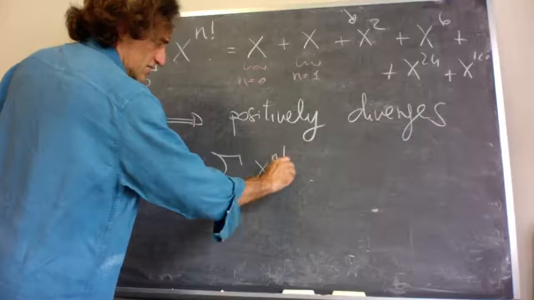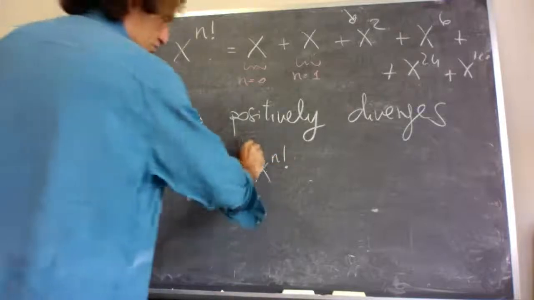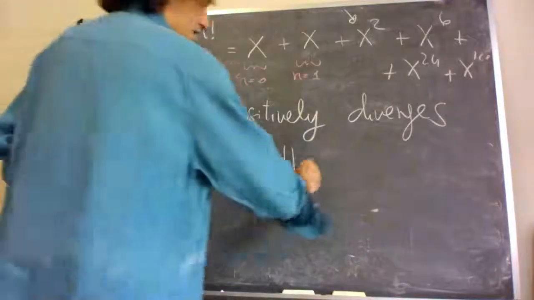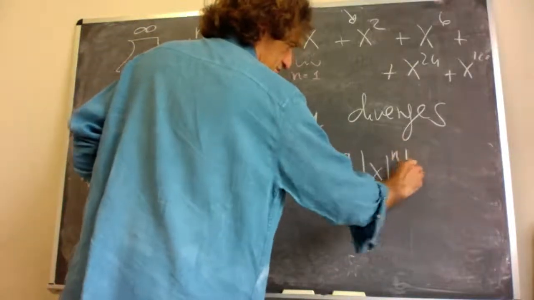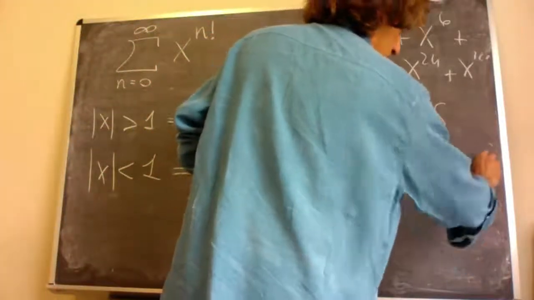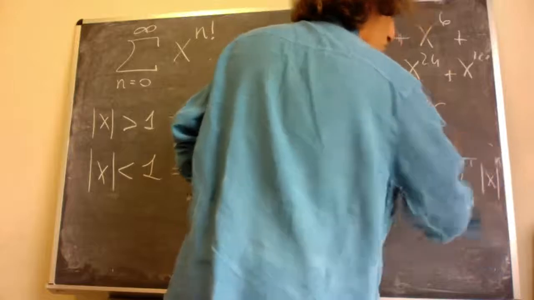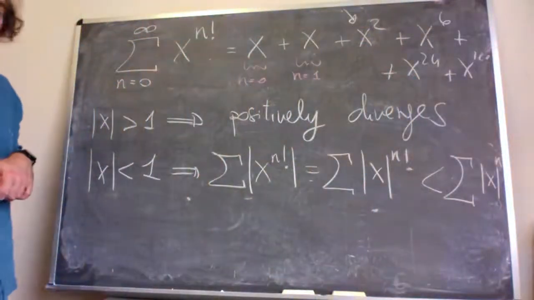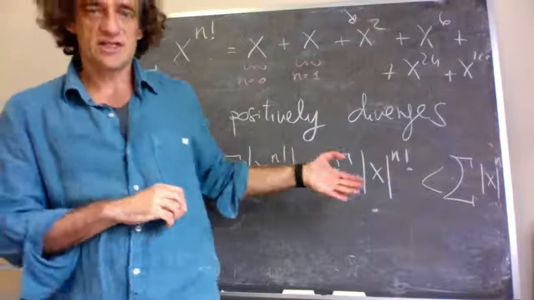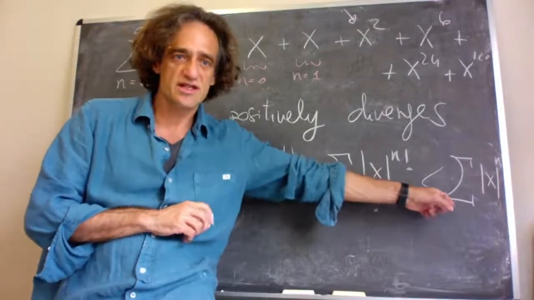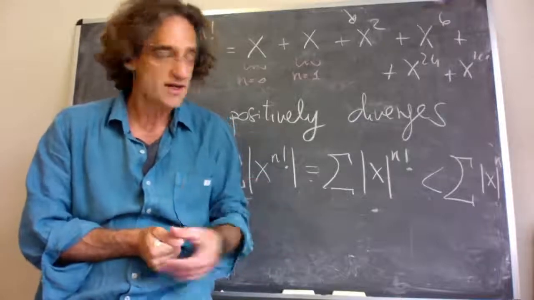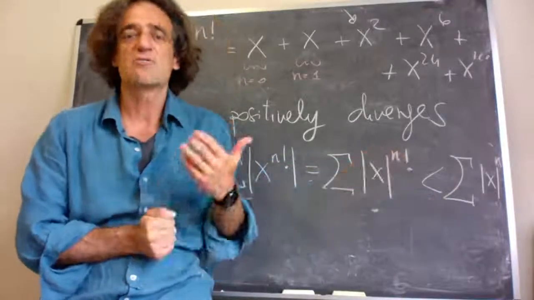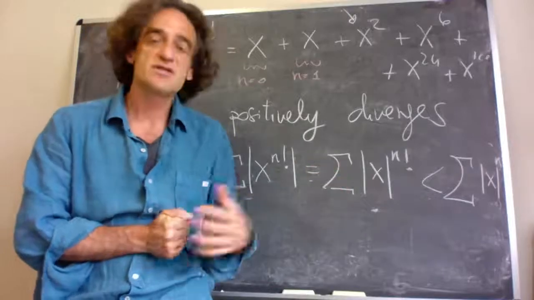the sum of x to the n factorial in modulus, which is nothing but the sum of modulus of x to the n factorial, is less than the sum of modulus of x to the n. Why? Because the only difference between these two expressions is that in the second expression we have more terms. We have more powers. And all terms here are positive. So this is strictly less.